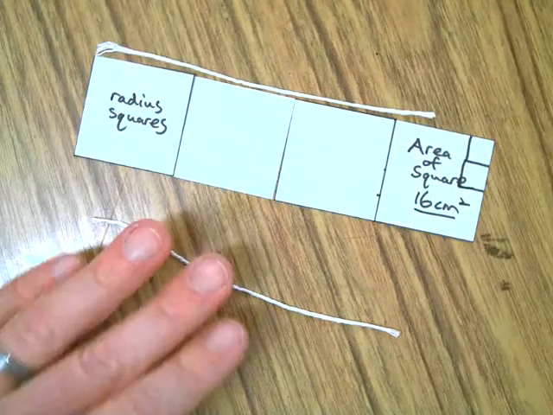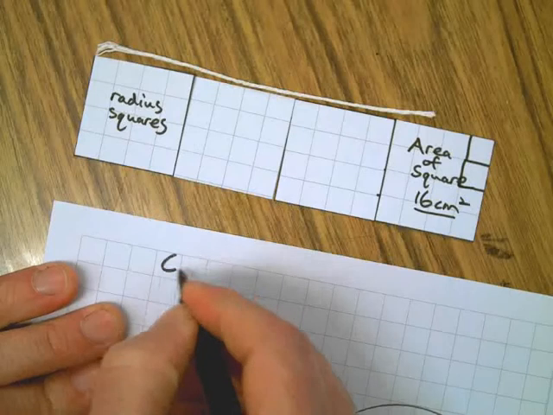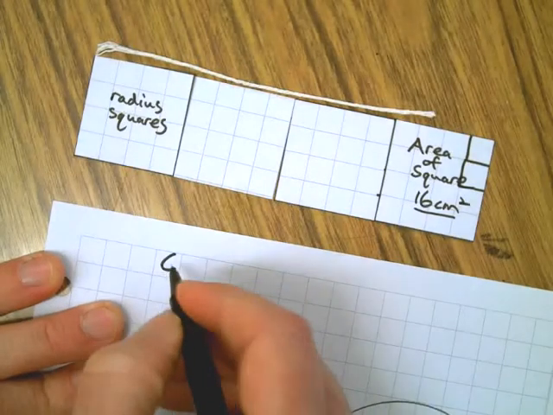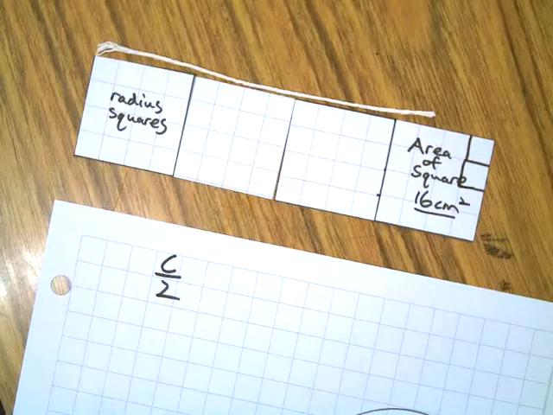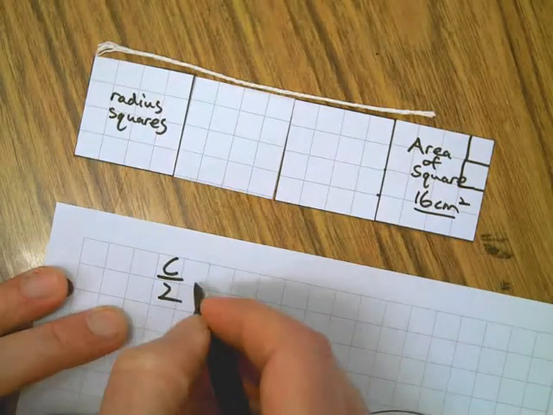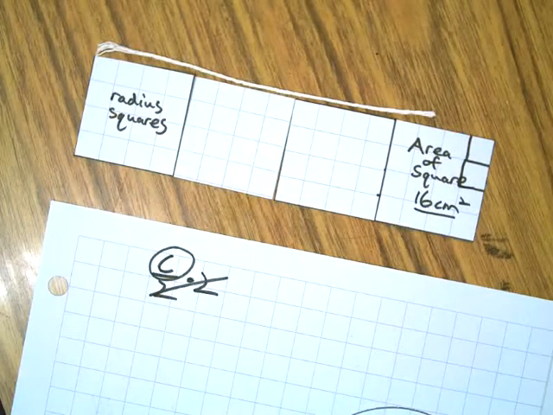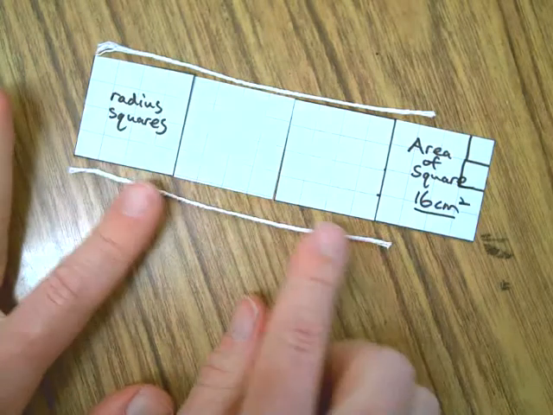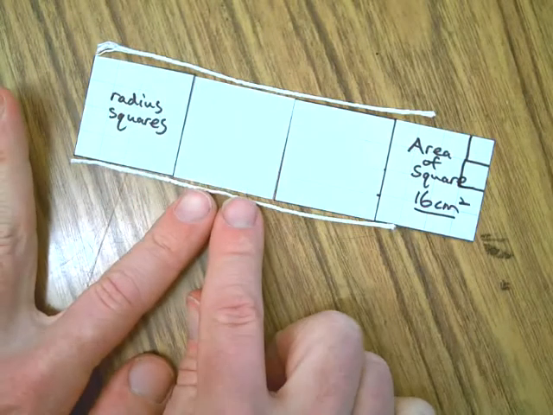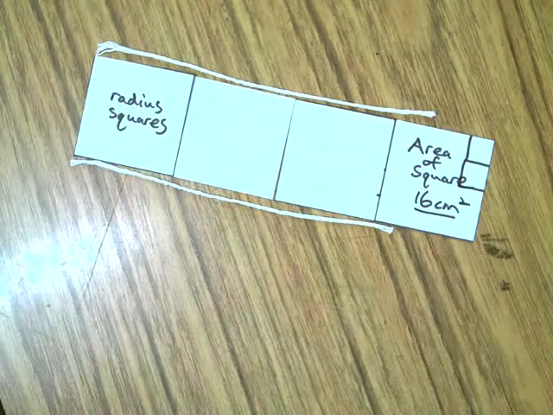This string now represents half of the circumference, right? So I had the circumference. I cut it in half. That's all I did. I've still got the circumference because I have two of them. Those cancel out. So just because I have two pieces of string, I still have the circumference. Now if I lay the strings next to the radius squares, look what happens.